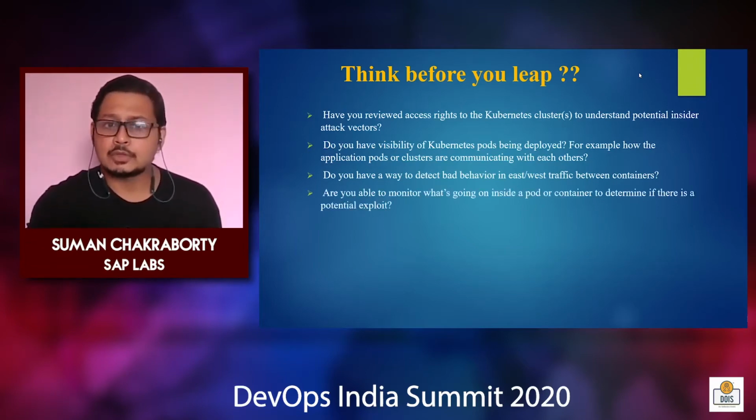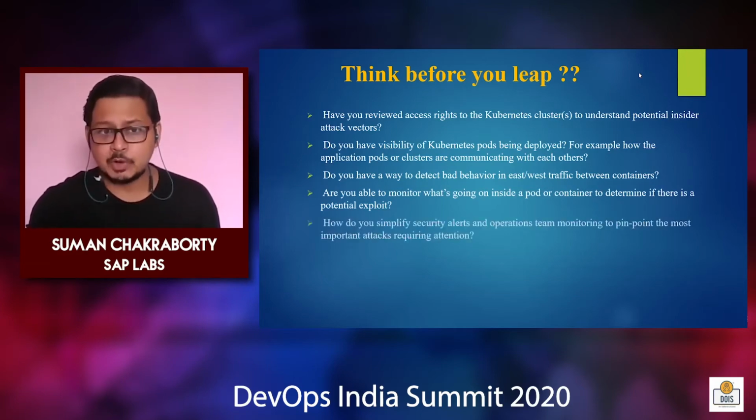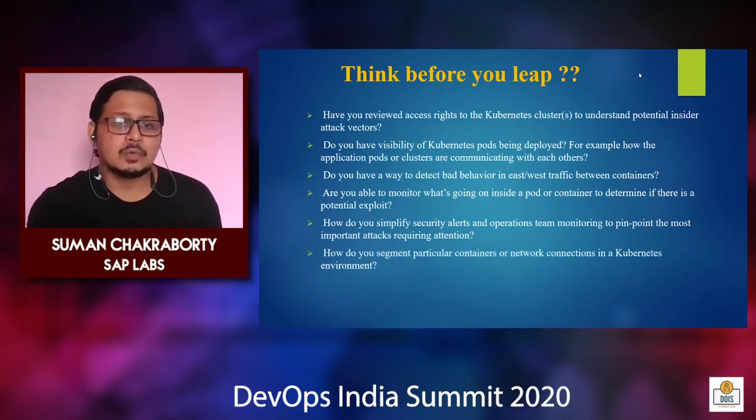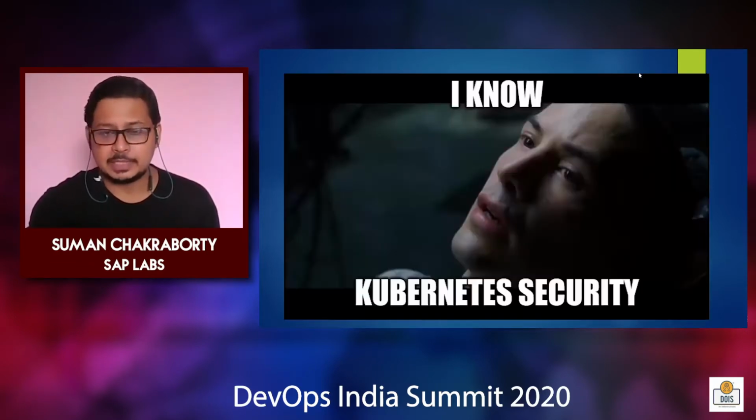Are you able to monitor what is going on inside a pod or container to determine if there's a potential exploit? How do you implement security alerts for the operations team so that they can be quickly informed if a breach is happening? How do you segment particular containers or network connections in a Kubernetes environment?